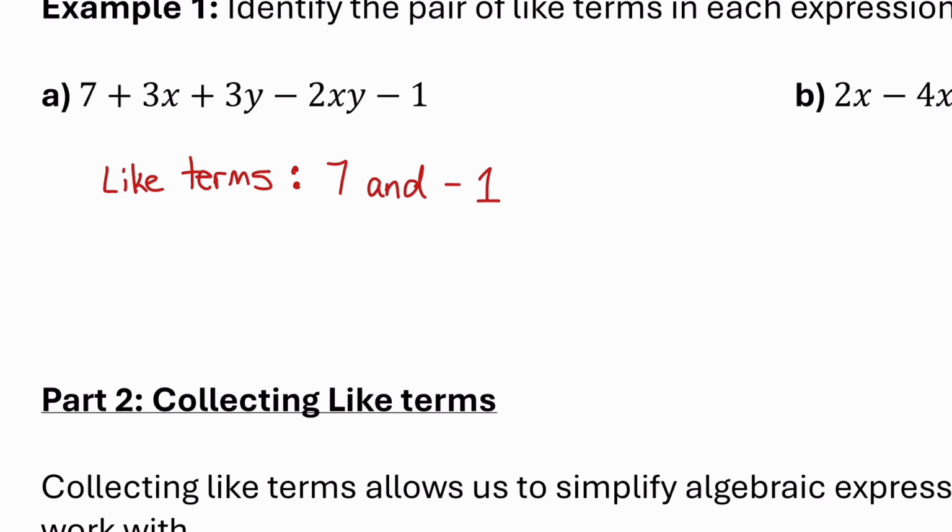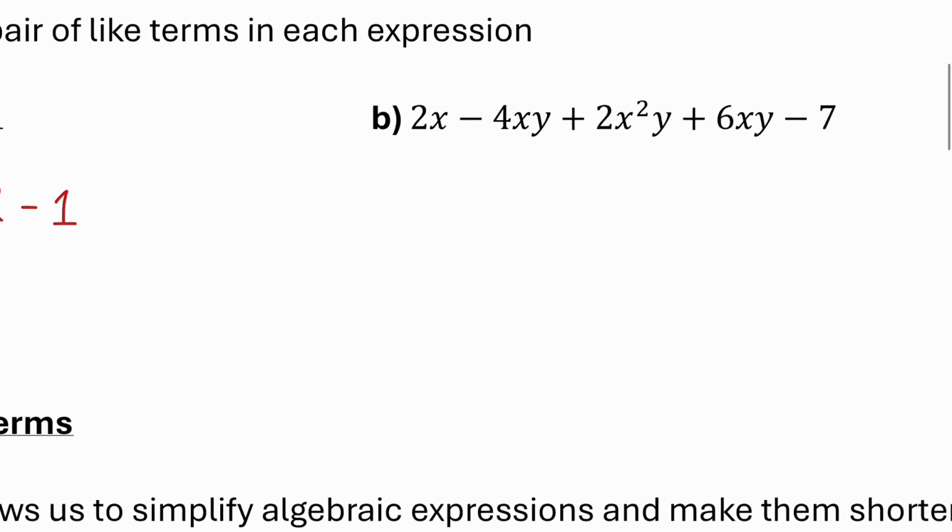If we look at the other three terms, 3x, 3y, and 2xy, none of them have the exact same variable part. The 3x just has an x, the 3y just has a y, and the 2xy has both an x and a y. So none of those variable parts are exactly the same, so none of those three are like terms. And now let's try part B.